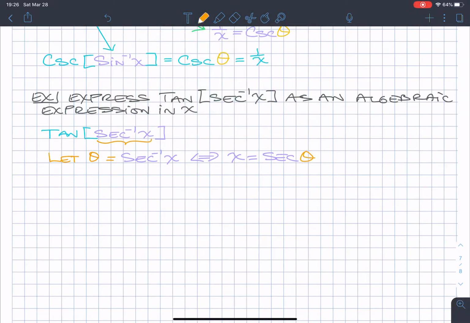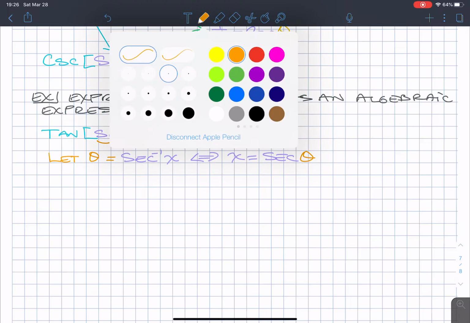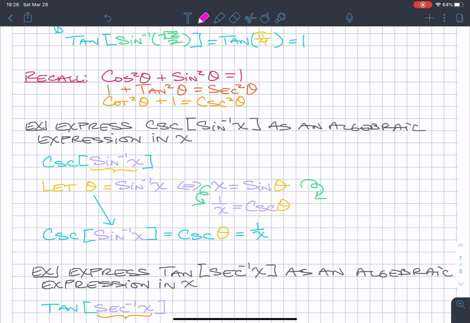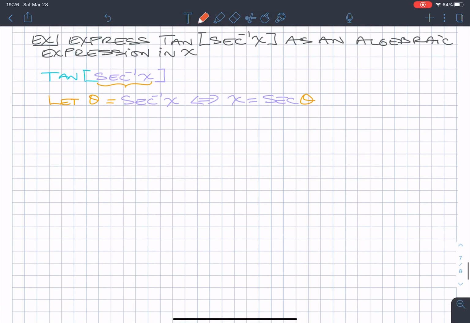Okay, so now I need to somehow go from secant to tangent, but I do have my Pythagorean identities, right? I know that 1 plus tangent squared theta is secant squared theta. So let's use that. 1 plus tangent squared theta is equal to secant squared theta. And I'd like to solve for tangent. So I claim that tangent squared theta is equal to secant squared theta minus 1, or tangent of theta is the square root of secant squared theta minus 1.